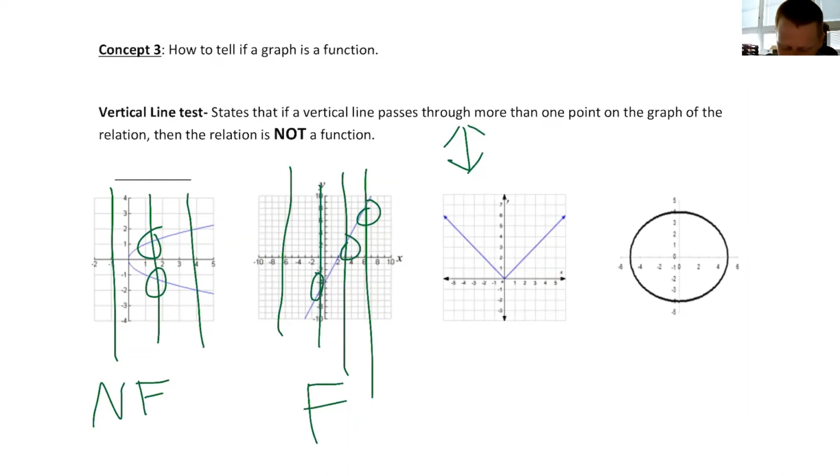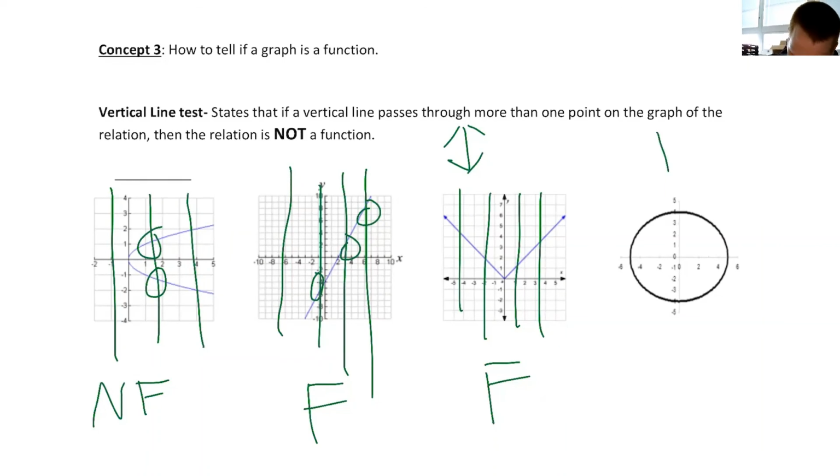What about this next one, this V-shaped graph? What would this one be? Is this a function? So if you draw vertical lines, you should see it only hits in one spot. No matter where you put a vertical line, imagine you're putting an infinite amount of vertical lines everywhere. Anywhere you put one, it's only going to hit one spot. So this would be a function. And then anytime you see a circle, it's kind of a dead giveaway. If you see a circle, it's going to hit 2 spots. So that's not a function.